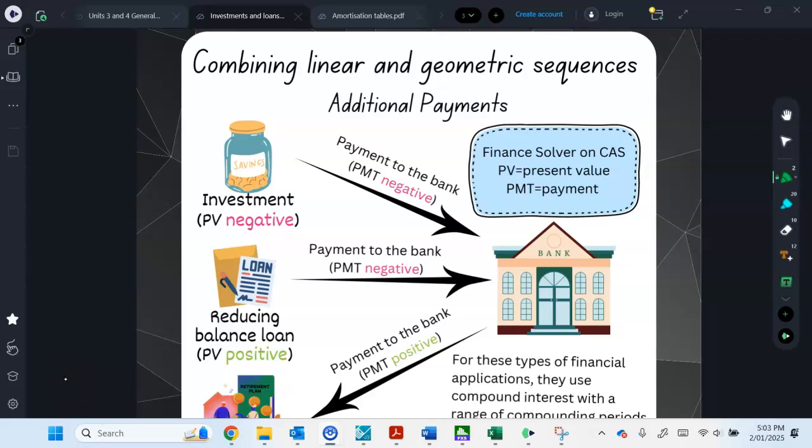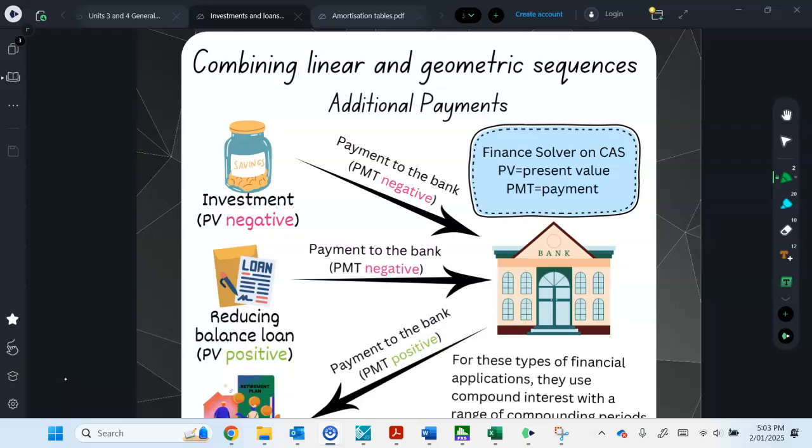Everyone, up until now we've really only looked at linear or arithmetic sequences and geometric sequences separately. So now we're going to combine them, and basically this is more real life application of the sequences, because when you think of getting a loan, you do have to repay that loan, so you're making payments. So it makes more sense to have both a geometric and linear component of your sequence.